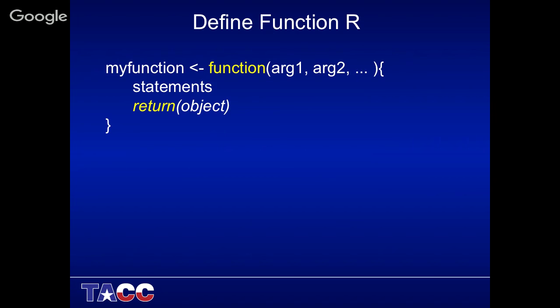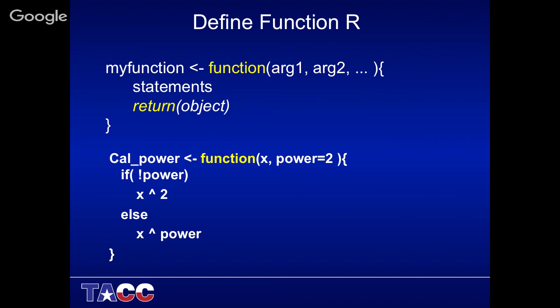And again, the way to define a function is to give it a function name, say the keyword function, specify the arguments and the statement, and return an object. So these are the key parts to it. Again, as always, we're using the old assignment operator. You can replace it with an equals sign. Okay.